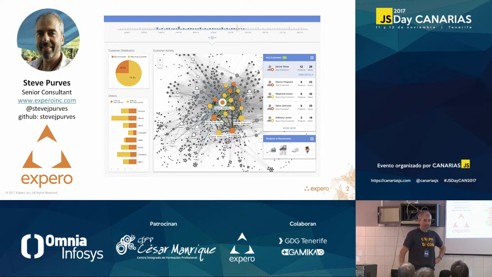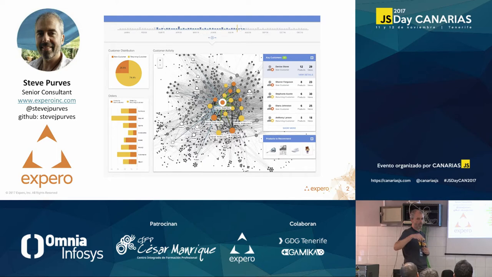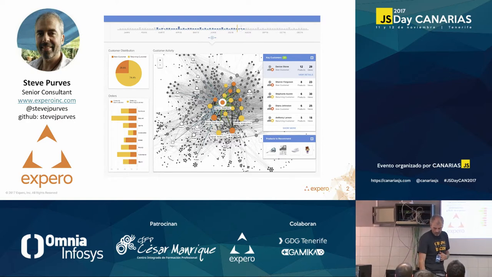So we do lots of visualization work. We mainly work in React, lots of D3. And we're just at the point now where we're starting to look at machine learning and bringing machine learning in alongside some of the visualization systems that we do.